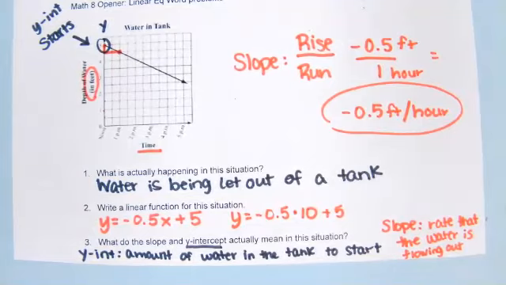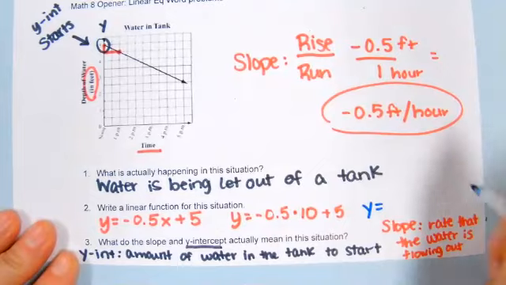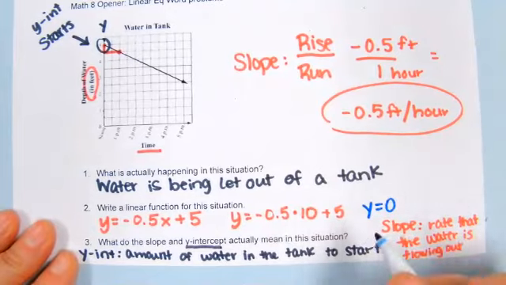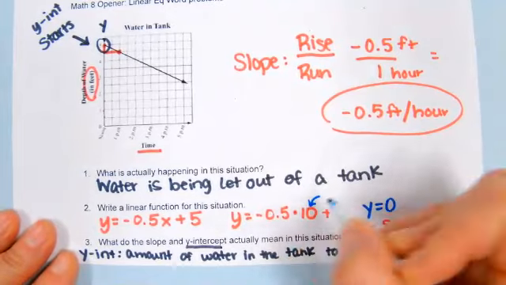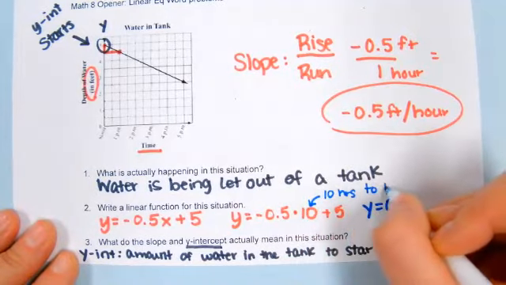Negative 0.5 times 10 plus 5. What do we get? 0. So that's exactly right. This is telling us it takes 10 hours to be empty.